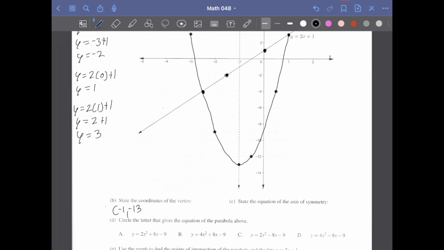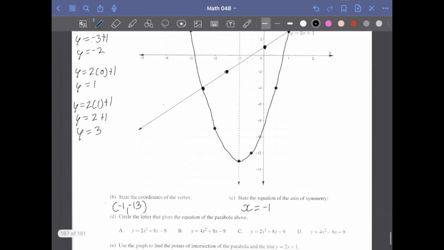Remember the x value comes first. State the equation of the axis of symmetry. That's x is equal to negative 1 because it crosses negative 1. Circle the letter that gives the equation of the parabola.